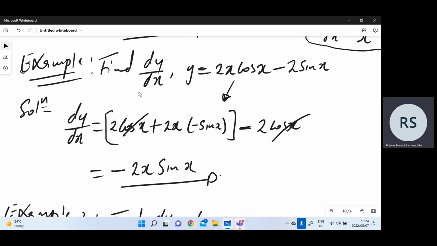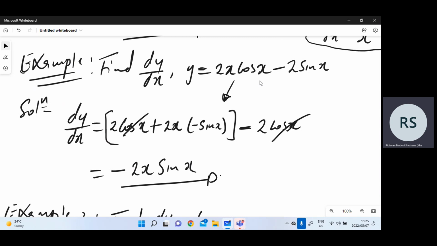I want to find dy/dx if I'm given my function y as 2x plus 2x times cos x minus 2 sine x. I want to find the derivative of this function. So for the derivative of a difference and sum of functions, we differentiate each term. When we are differentiating the first term, we see the product 2x times cos x.